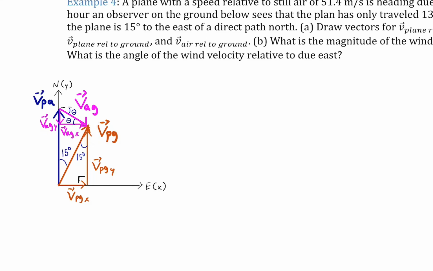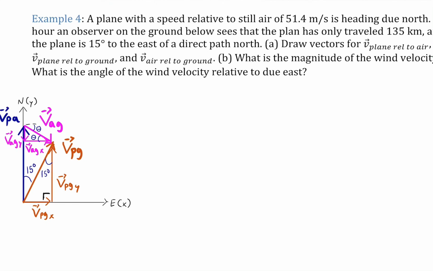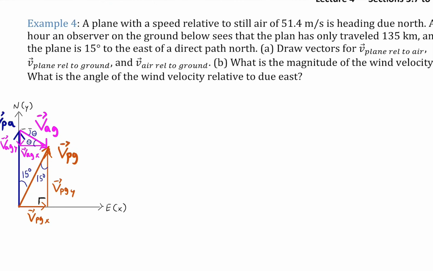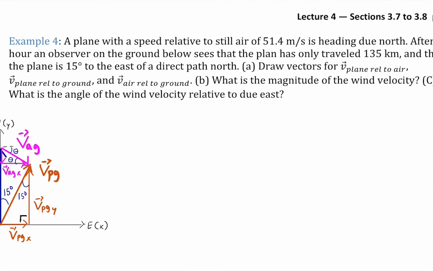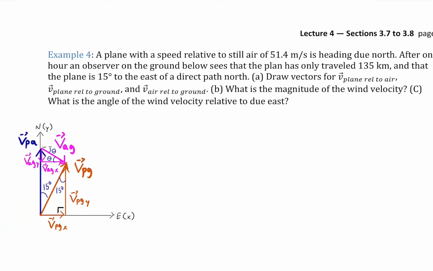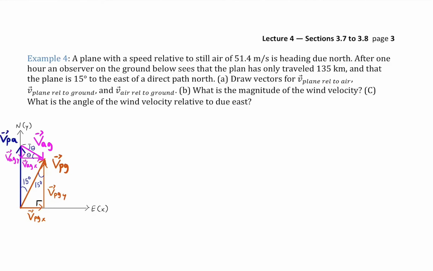That's because in this problem, one component of the wind, specifically the vertical component, so the air relative to the ground in the y direction, is not a tailwind, it's a headwind. So it's actually slowing the plane down, which is why the observer on the ground saw that the plane had only traveled 135 kilometers. They haven't done the conversion yet, but it turns out that moving at 51.4 meters per second means you should go further than 135 kilometers per hour, okay? But relative velocity means you're not.